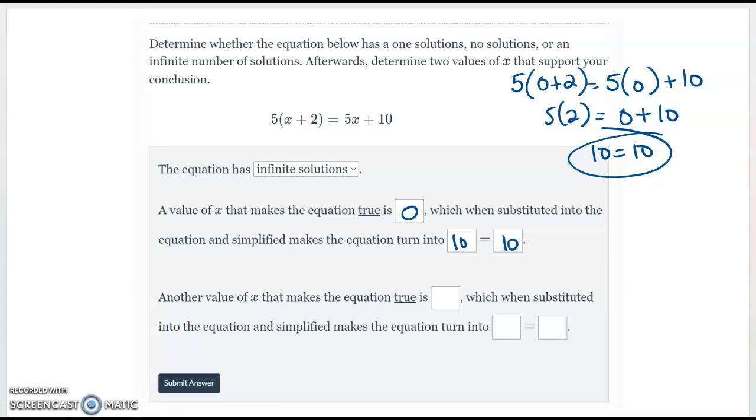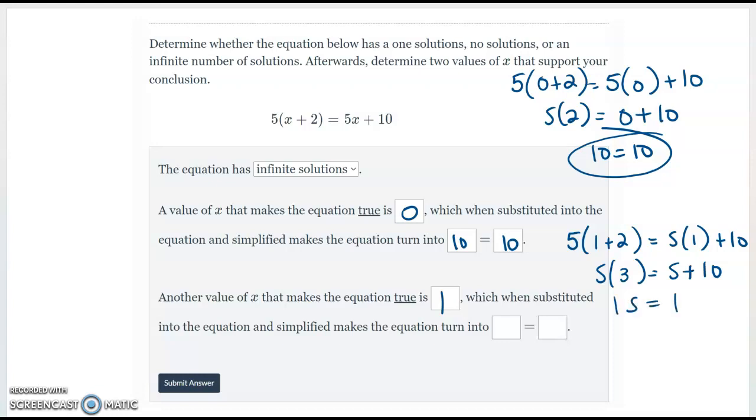Remember, there's infinite solutions here, so we can try another number. Let's try 1. So this becomes 1 plus 2. We have 5 times 1 plus 10. This turns into 5 times 3. This turns into 5 plus 10. 5 times 3 is 15, and 5 plus 10 is also 15. So this equation turns into 15 equals 15.